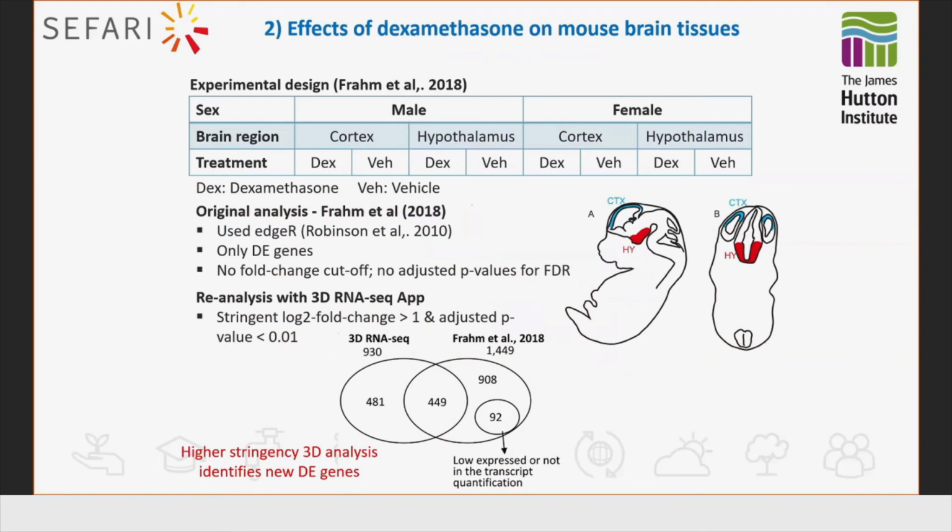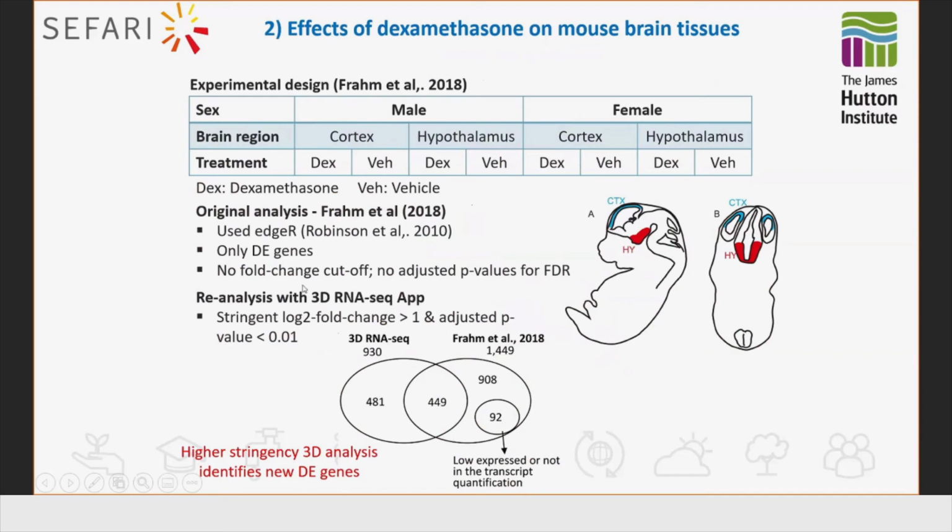So the second application is the effects of the dexamethasone on mouse brain tissues. So we take the datasets from a publication, it's from 2018. So the datasets have the tissues from different brain regions for male and female and have different treatments. So in the original paper, they use the HR for the analysis. Then they only do the analysis for DE genes.